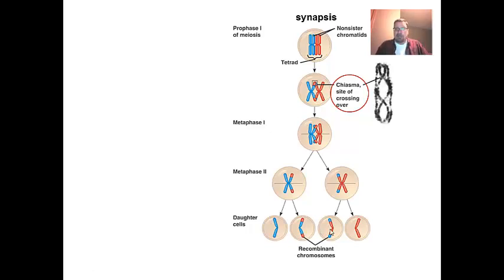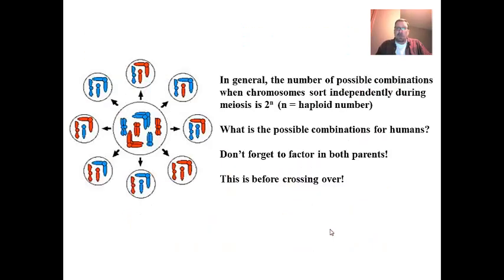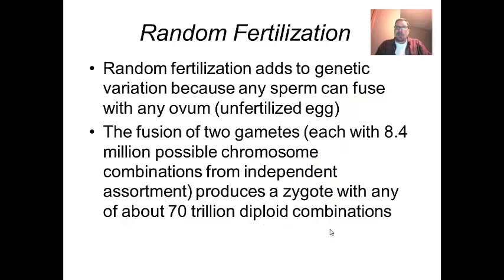And that's added on to the 70 trillion combinations of organisms that a human zygote could get from their 2 parents. Okay? The last thing is random fertilization, and that adds to variation because basically any sperm can fuse with any ovum. And we talked about this goes with the number. You get 8.4 million possible chromosome combinations from independent assortment from each parent. That means 70 trillion diploid combinations, one from each parent. That's before the crossing over.